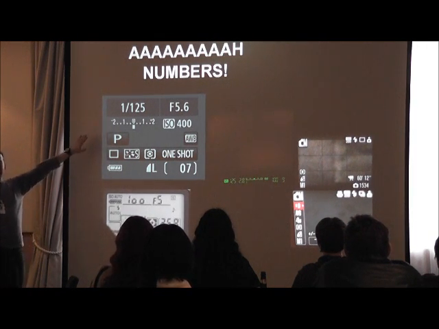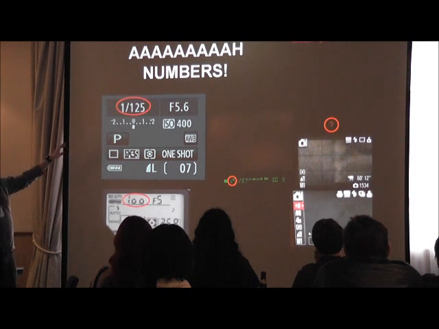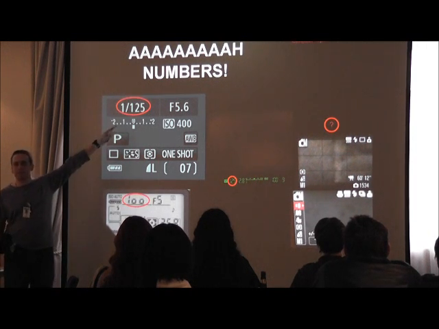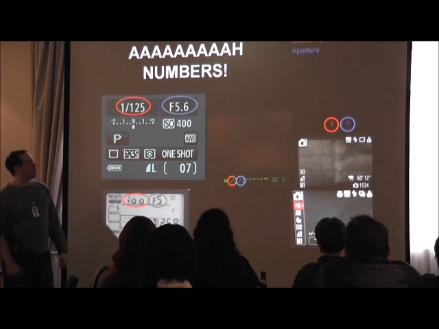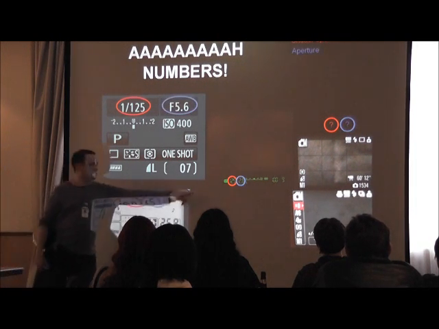And here's the numbers, here's the scary pictures. There's your shutter speed. It's always going to be the biggest number there, just in your face. Aperture's always going to have an F in front of it, pretty much, except for on my crappy camera there.